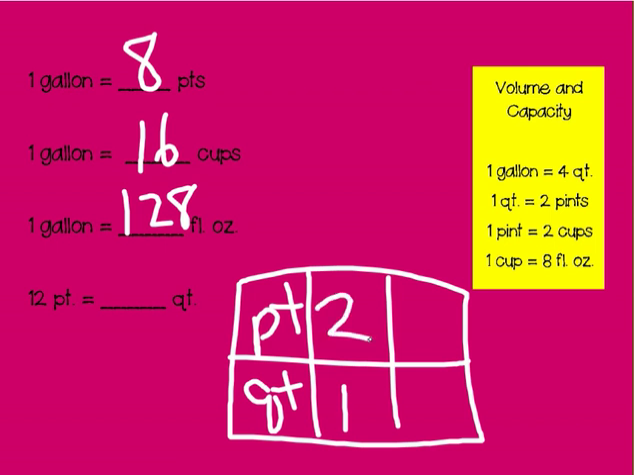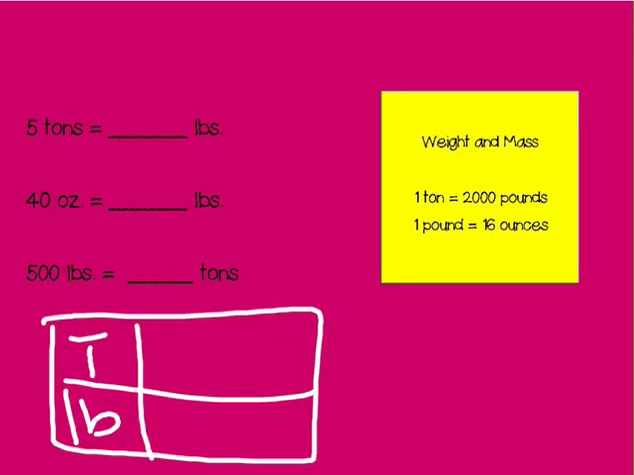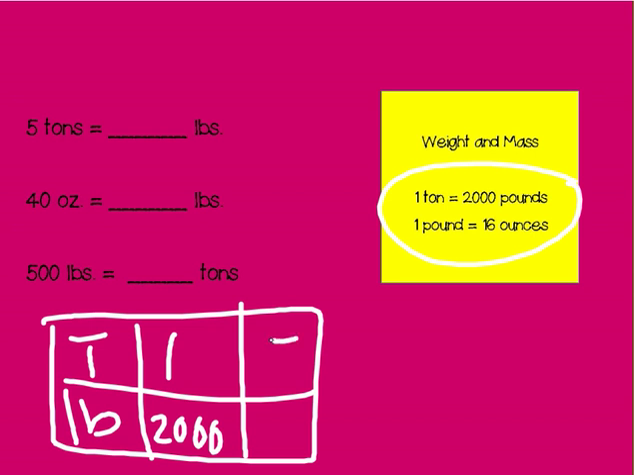1 quart is equal to 2 pints. We have 12 pints. The scale factor is easy to see. It's times 6. So you have 6 quarts in 12 pints. Now for weight and mass. You can see from the formula chart that 1 ton is equal to 2,000 pounds. So we have 5 tons, times 5 would be 10,000 pounds.